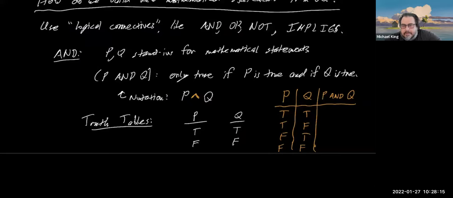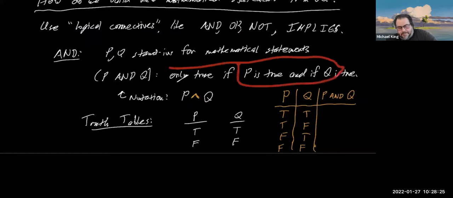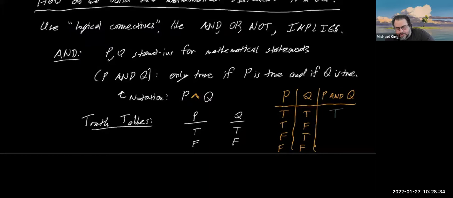See that the gallery's blocking my view of this. Okay, and so you can just fill this in because we're using this idea up here, right? So it's basically only true if P is true and Q is true. So we get true here, and all the other possibilities are false. Does that make sense? This is called the truth table for and.